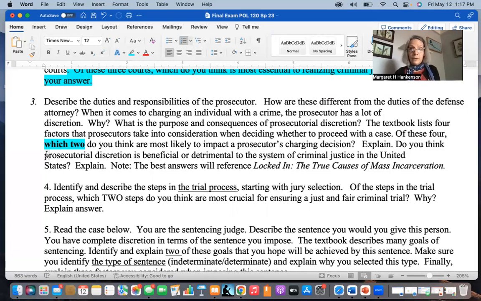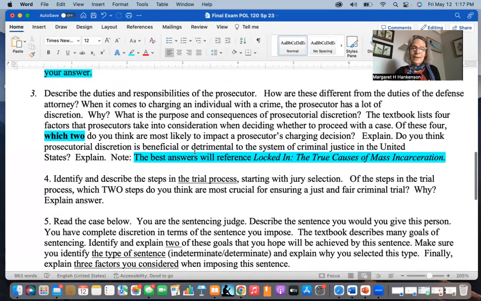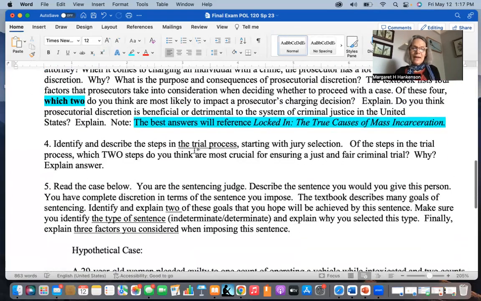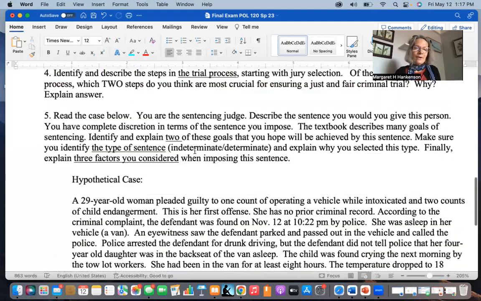Okay. There's no right answer to that, right? I mean, as we know, there's reasons why we want to give cops and prosecutors discretion to do their job. If they didn't have any discretion, everybody would be charged with a crime, right? But there's consequences to that as well. The best answers will reference Locked In, because so much of Locked In talks about the problems associated with prosecutorial discretion. So that's that question. Any questions with that question?